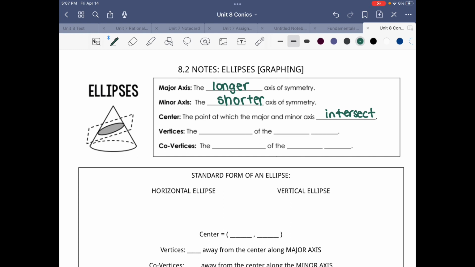Then, an ellipse is going to have vertices and co-vertices, instead of just endpoints like a circle, because we have to know whether they're on the longer or the shorter side. The vertices are going to be the endpoints of the major axis, or they are the ones that are further away. The co-vertices are going to be the endpoints of the minor axis. Keeping in mind that the major one is longer, the minor one is shorter.